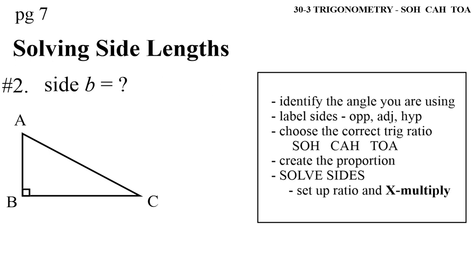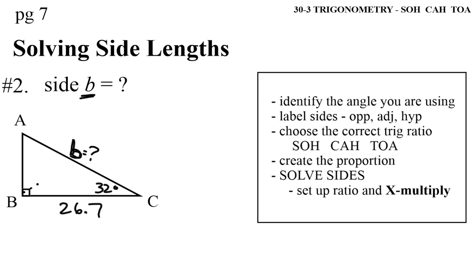We have 26.7, and we have a 32-degree angle. And we want to find side lowercase b. Well, let's remember that lowercase b is always opposite angle B. So there's what we're trying to find.